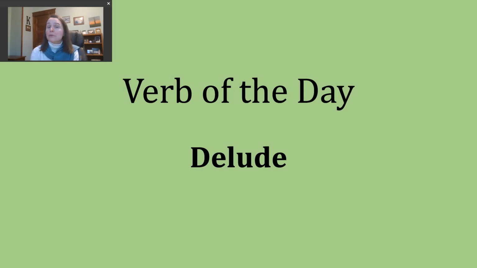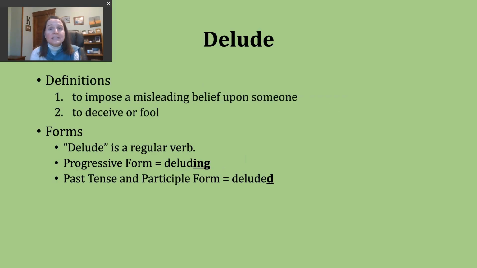Now let's take a moment and review some of the definitions or the ways that we can use the verb delude. The first way you might encounter this verb delude means to impose a misleading belief upon someone. Here you're sort of convincing them something that isn't actually true, but you're making them think it is. Related to that is that second definition, to deceive or fool. So again, we're kind of trying to trick someone into believing something that is not accurate.